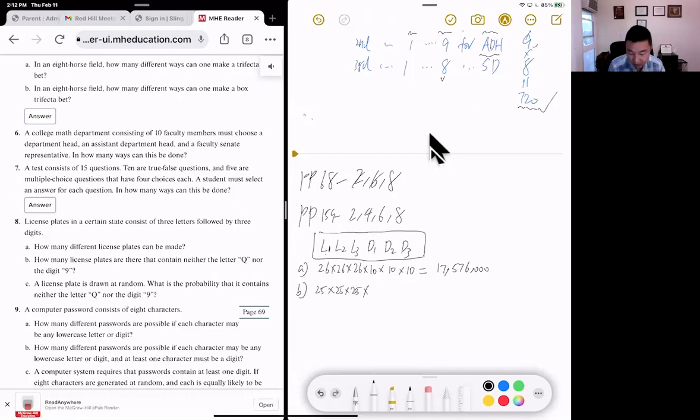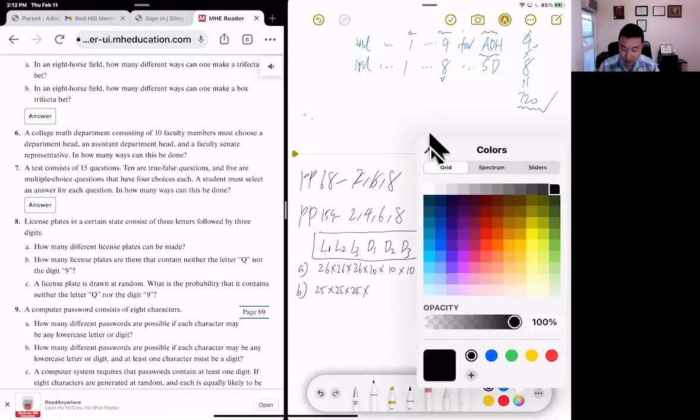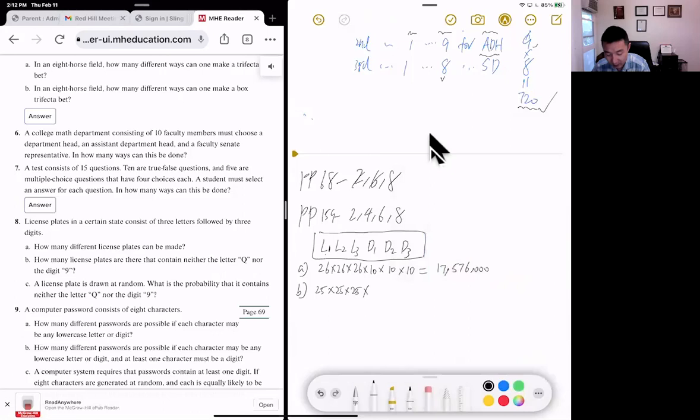Again, letter 2 cannot choose Q, 25 times 25. For the digit, we cannot use 9, so we have only 9 choices: 0, 1, 2, 3, 4, 5, 6, 7, 8. Okay, so 9 choices times 9, then times 9 times 9. Okay, so simple enough. So 11,390,625.